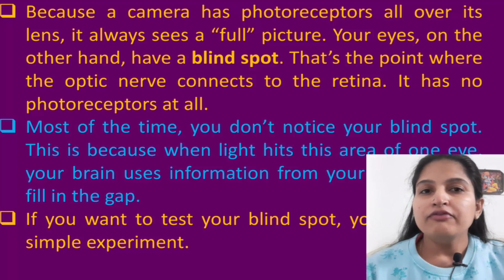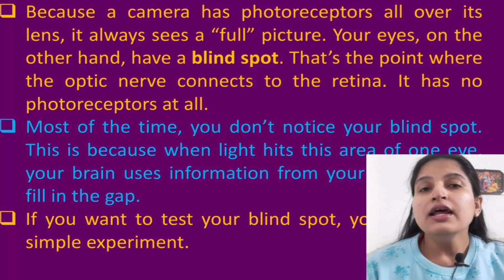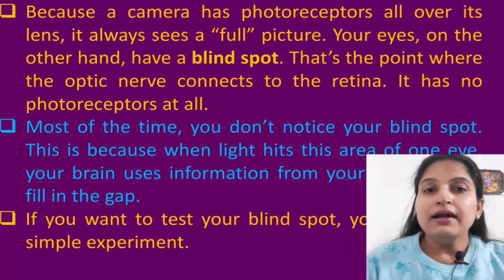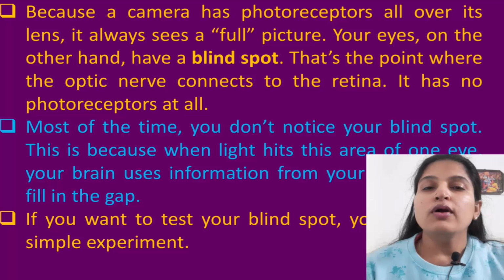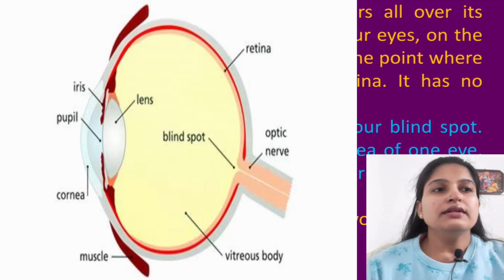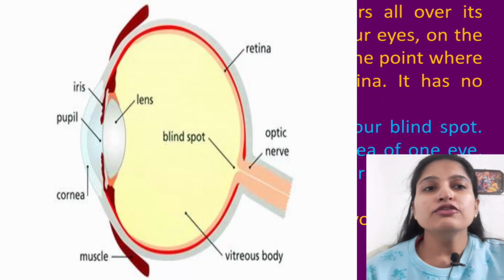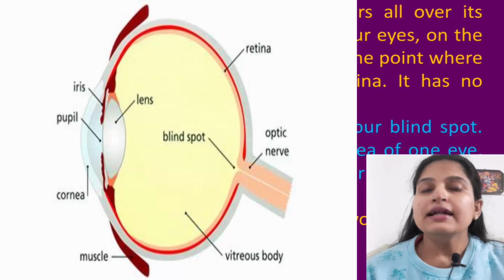So a camera has photoreceptors all over it, so it can capture every scene in full. But in our eyes there is a spot called the blind spot, which is present at the merger of these nerve cells and the retina. That's the point where the optic nerve connects to the retina. It has no photoreceptors at all. At the blind spot we don't have any kind of photoreceptor.